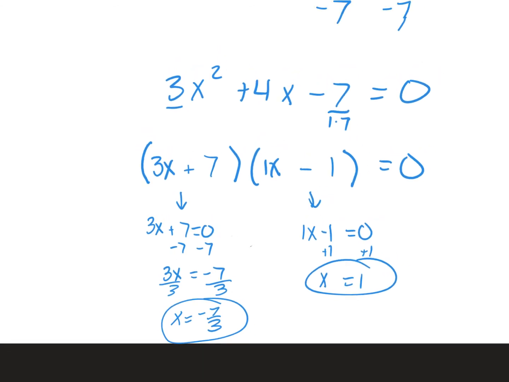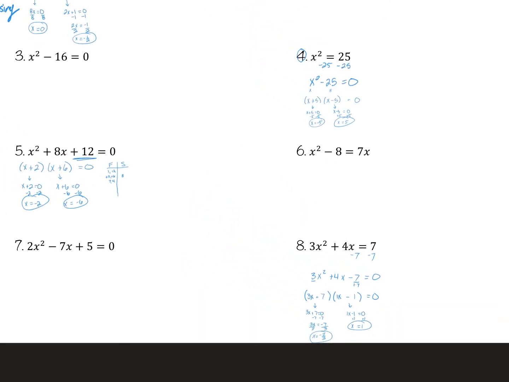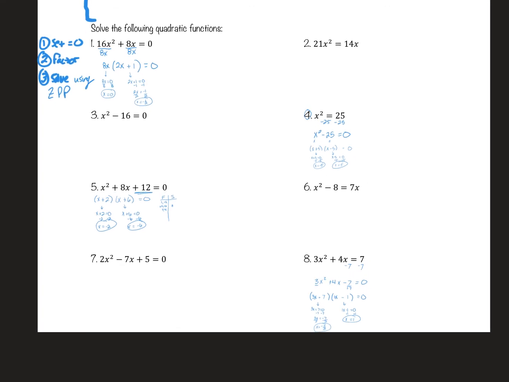Okay, hopefully you're feeling okay on solving quadratics by factoring and using the zero product property. What I want you to do is try the problems that we did not do. So number 2, number 3, number 6, and number 7. Make sure they're set equal to 0, factor, and then solve using the zero product property. Pause the video and try those 4 problems. When you're done, hit play so that you can check.